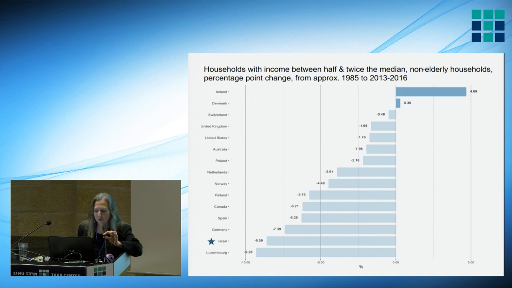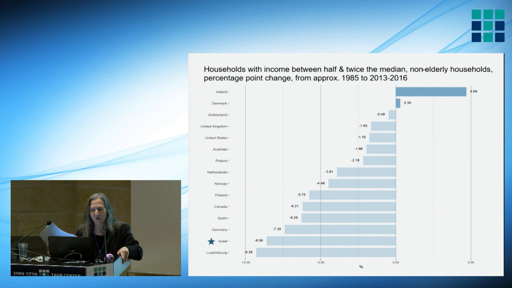So what do we see here? In this same group of countries that I've shown you, these are all high-income countries, I hope you can read that. The size of the middle class in Ireland grew. In Denmark, a very small growth. In Switzerland, a small decline. And the rest of them, modest declines to less modest. And Israel is one that stands out, that the size of the middle class fell by 9 percentage points. And that's on a base of about 75% using this definition.